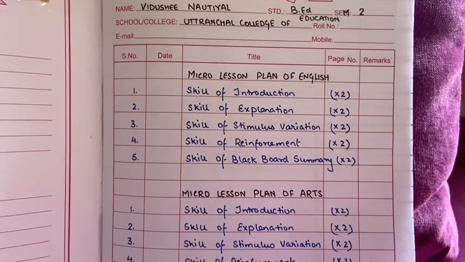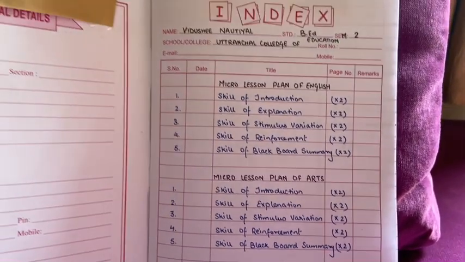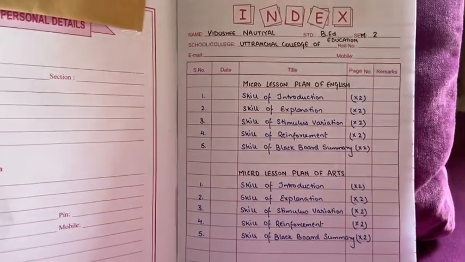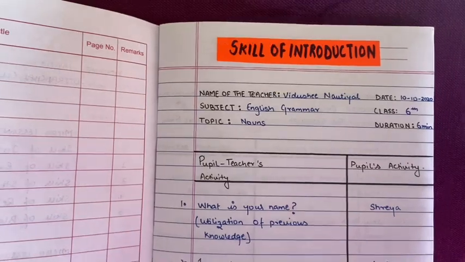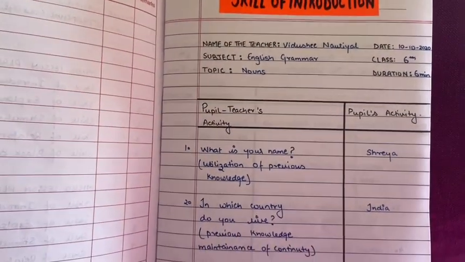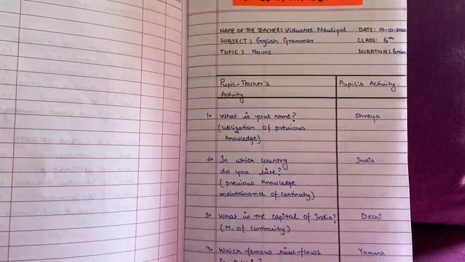You can start with the index. Here I have written the index for 2 subjects, English and Arts. You can just write down the index for English and omit Arts. Then we'll start with skill of introduction. For skill of introduction, on the very right side you will write the name of the teacher, subject and topic, and on the left side you will write date, class and duration.